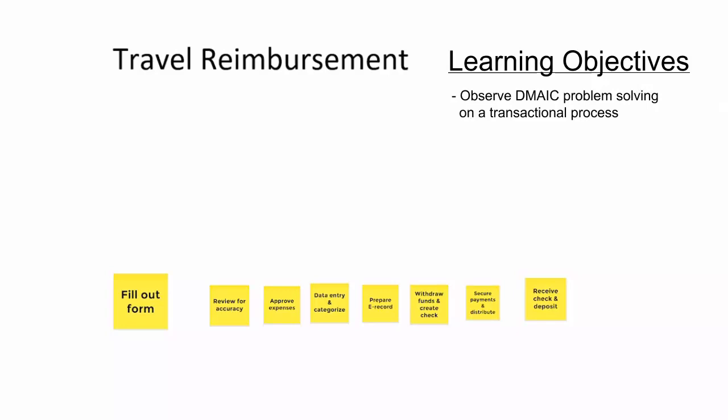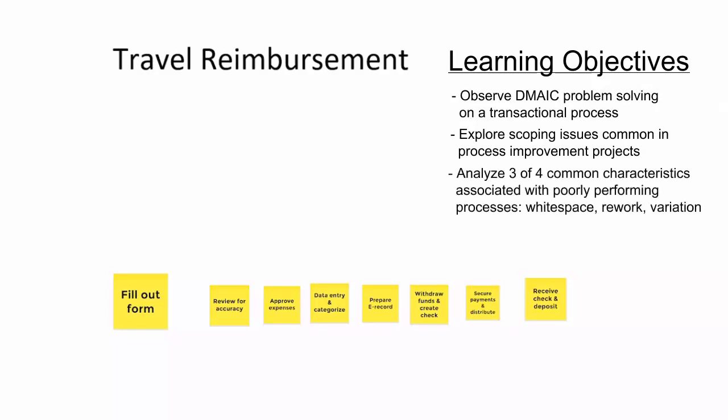One of the reasons why I like this case is because it helps us understand and explore some of the issues that a process improvement project team has with the early scoping of a project. It's a common kickoff issue that most process improvement teams have, so we'll explore scoping issues. It also is a case that has 3 out of the 4 characteristics of poorly performing processes that we looked at in earlier videos: white space, rework loop, process variation, and lean waste. This case shows examples of the first 3.